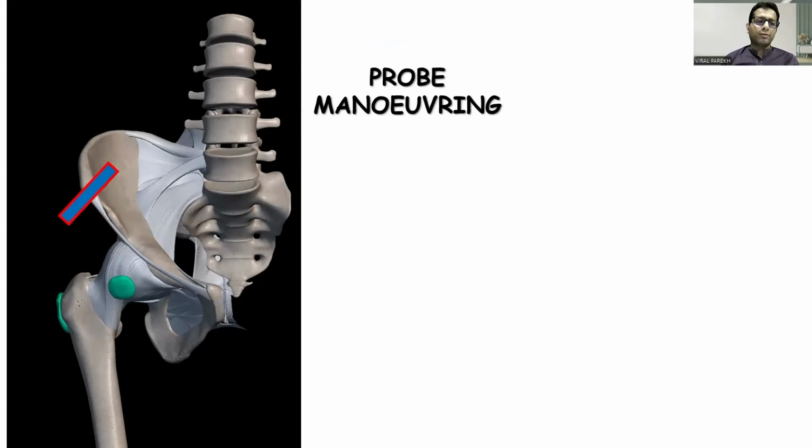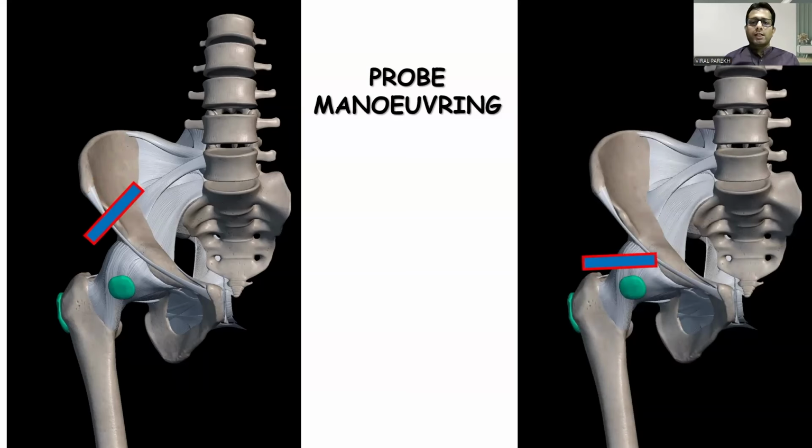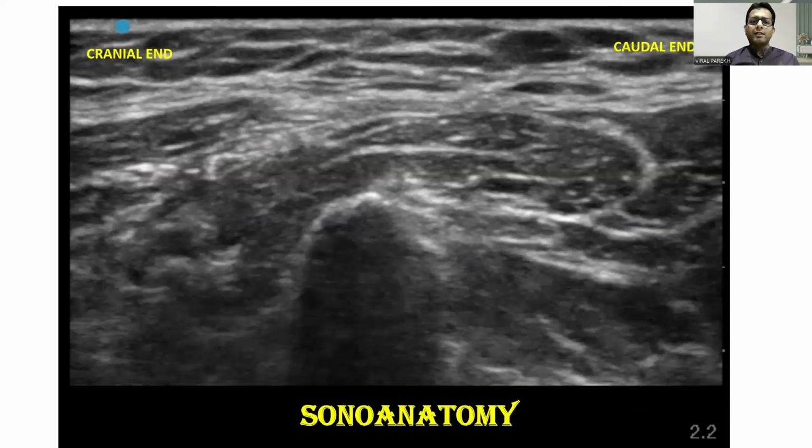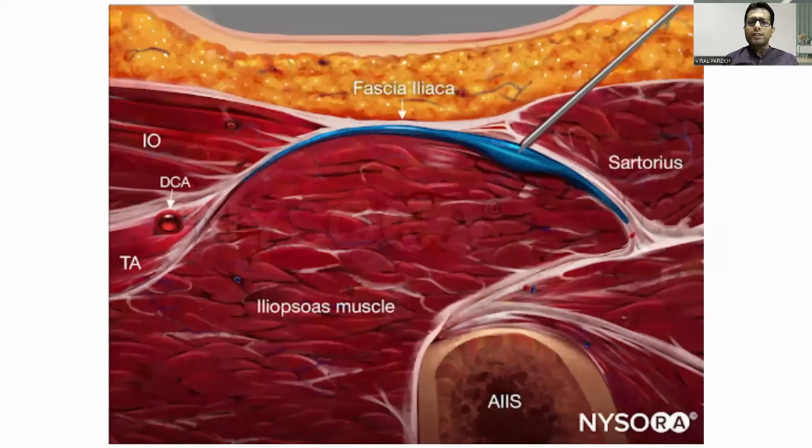You can put the probe at the anterior superior iliac spine and move inferomedially, and you can again go from below upwards. So as you can see the sonoanatomy, this is the anterior inferior iliac spine, this is the iliacus, the cranial end is showing the internal oblique, and the sartorius is caudally, this is the deep circumflex iliac artery. In the subsequent image, I'll be showing the pulsations, and this is the typical hourglass pattern, or bow tie pattern, which has been described. So this is how the needle comes.